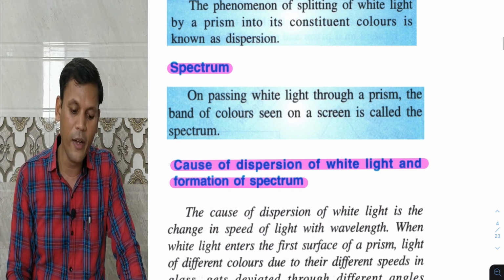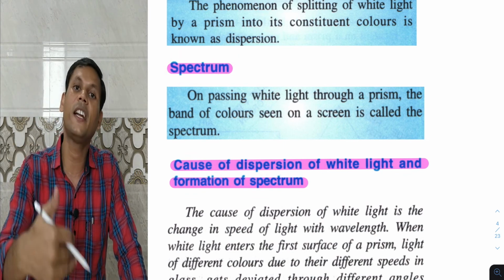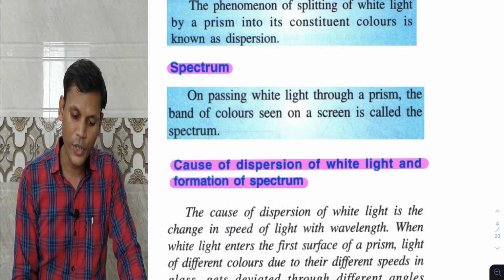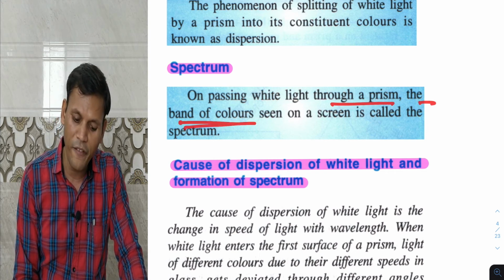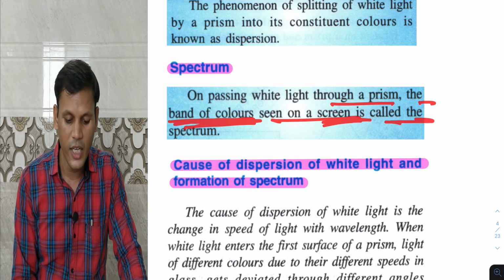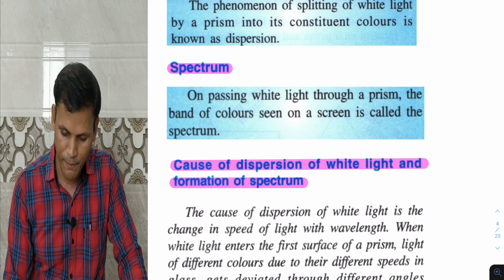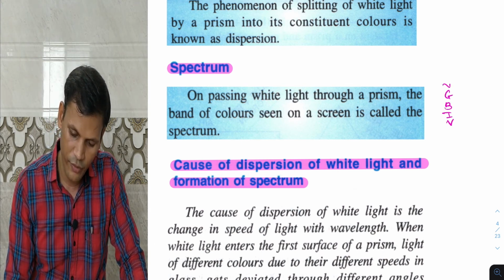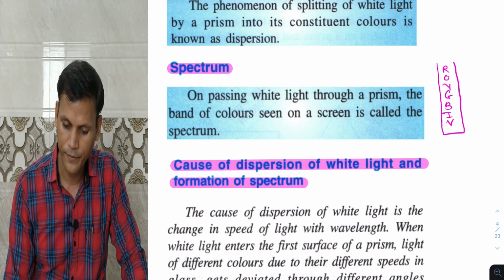Next is spectrum. I have mentioned already the color bands after dispersion what we obtain, that is the spectrum. So on passing white light through a prism, the band of colors seen on the screen is called the spectrum, like VIBGYOR. So we can write this is the spectrum of white light, VIBGYOR.